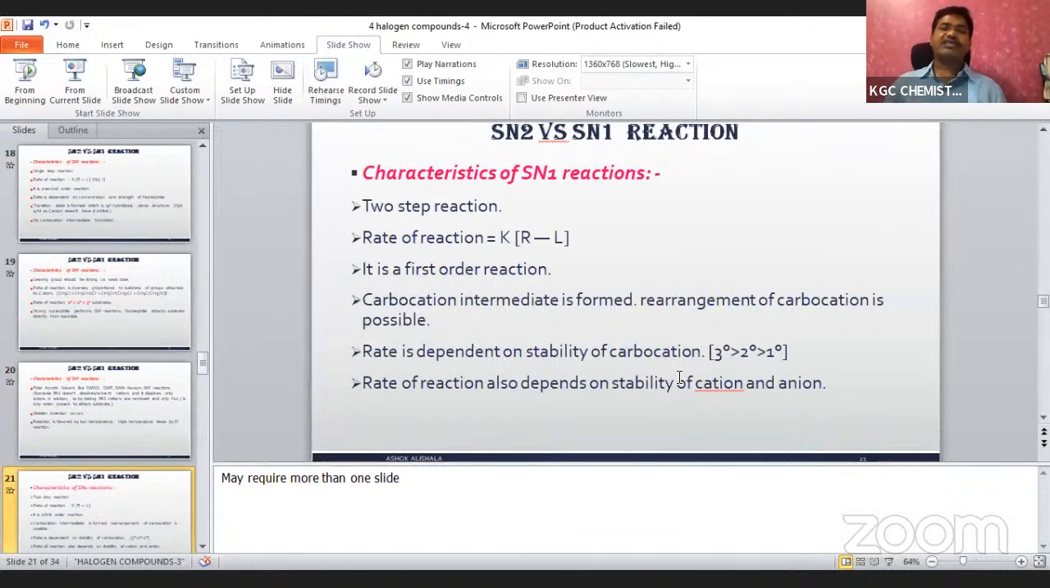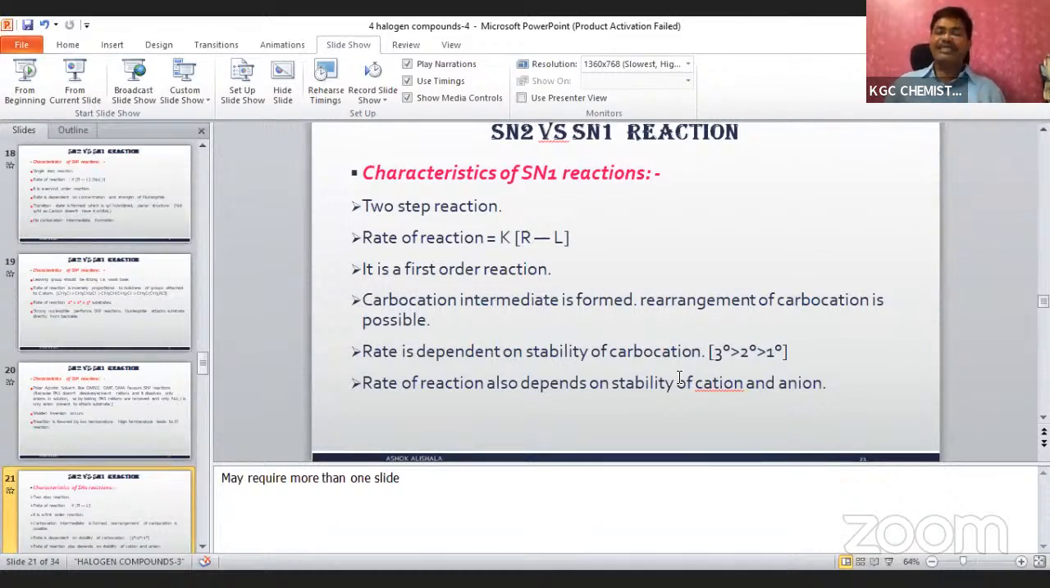What are the characteristics of the SN1 reaction? It is a two-step reaction. The rate of reaction is directly proportional to only the concentration of alkyl halide. It is a first order reaction. A carbocation intermediate is formed. Rearrangement of the carbocation is also possible. The rate depends on the stability of the carbocation.